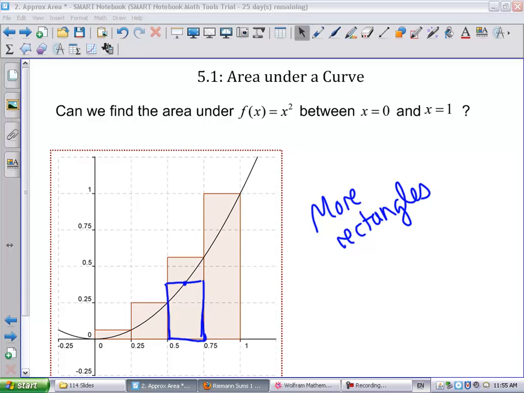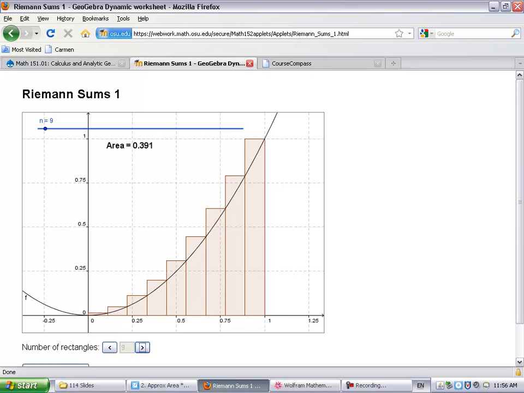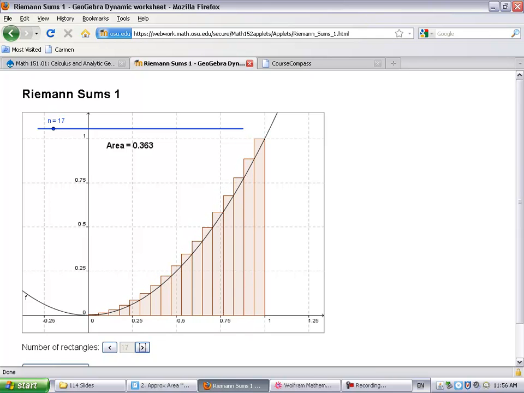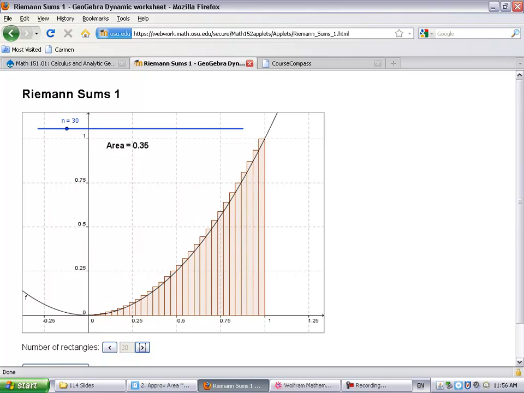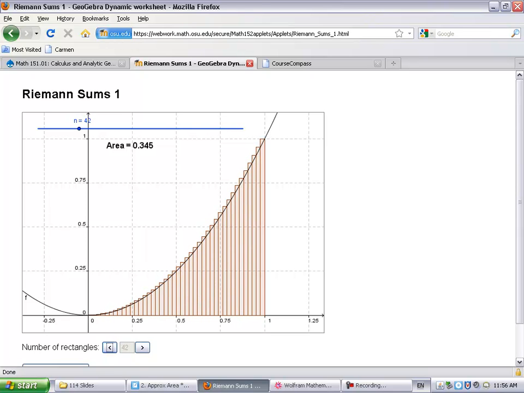So let's look at this interactive figure here. Here's the shape we've been working with, 4 rectangles, and it's getting an area of 0.469. But what if we use more rectangles? There's 7, 8, 9, 10, 11, 12, 13. Look at the shape that the rectangles are tracing out. It's getting closer and closer to the area that we actually want. So if we used enough rectangles, we should be able to come up with an answer that's really close.